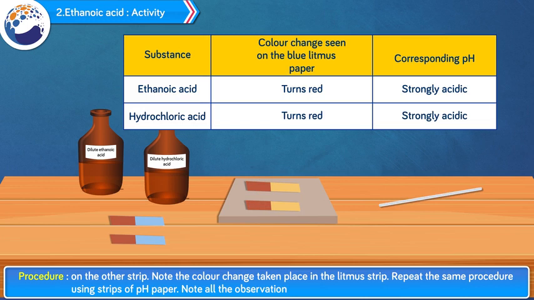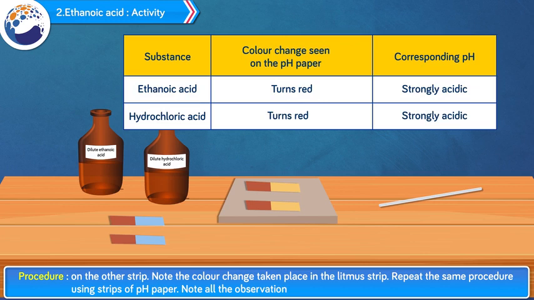Substance, ethanoic acid, color change seen on the blue litmus paper: turns red. Corresponding pH: strongly acidic. Substance, hydrochloric acid, color change seen on the blue litmus paper: turns red. Corresponding pH: strongly acidic. Substance, ethanoic acid, color change seen on the pH paper: turns red. Corresponding pH: strongly acidic. Substance, hydrochloric acid, color change seen on the pH paper: turns red.